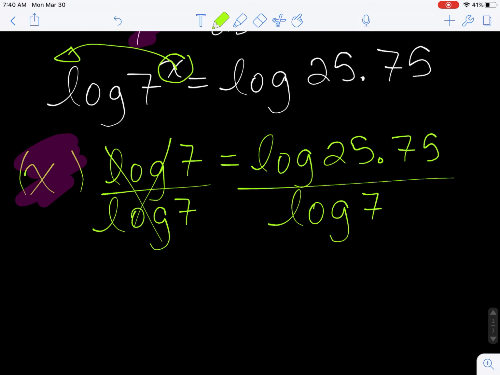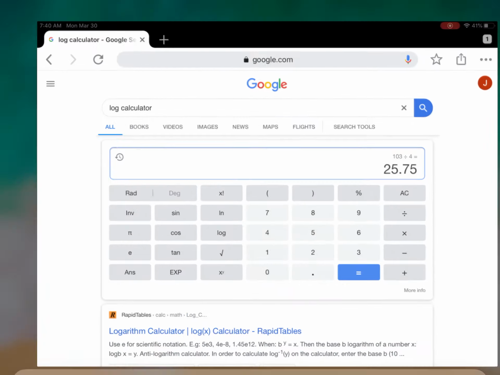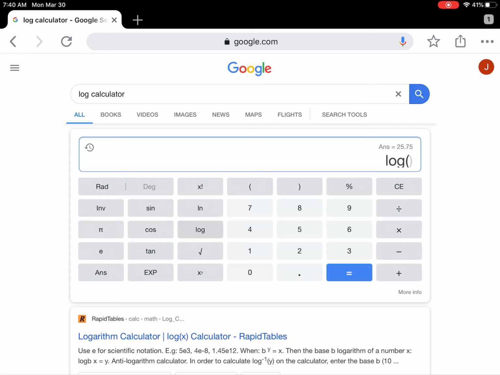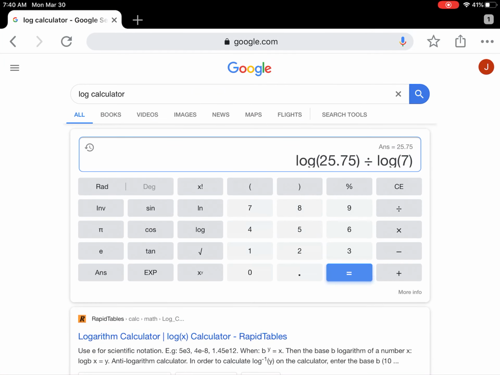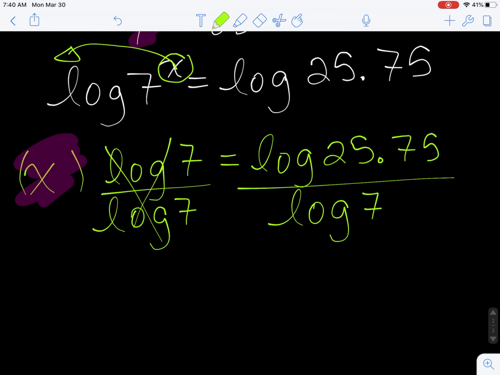Log 7. Let's do some calculator work. There we go. Log of 25.75, close your parentheses, divided by log 7. Press enter, and it's about 1.67. So we'll say x is about 1.67.